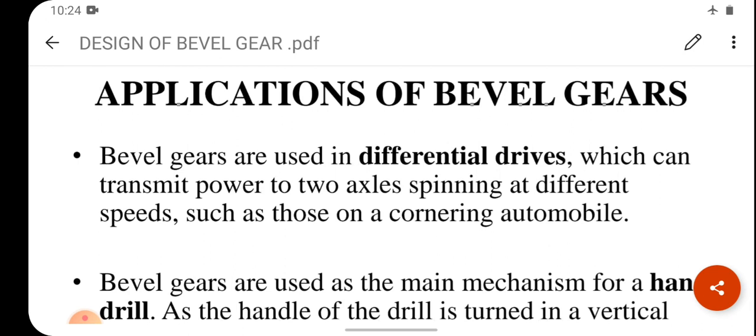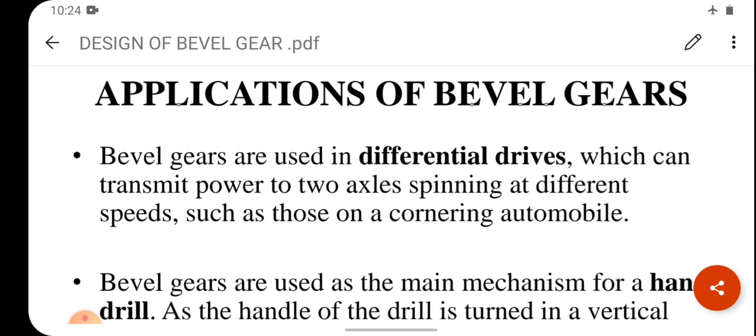So bevel gears are used in differential drives, because there also motion is transferred, power is coming from the engine. The engine is rotating vertically, in one direction, from where you are getting power and torque with the help of bevel gear, but the wheel is rotating on the road.